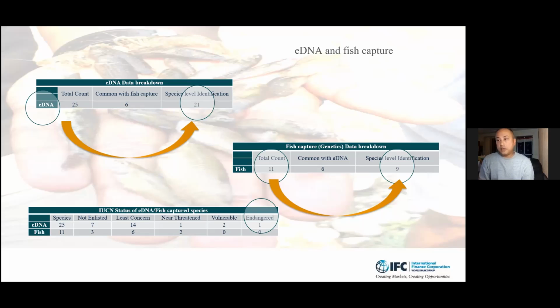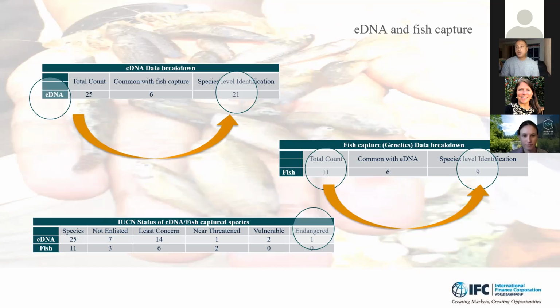In our effort on the first round of the project, we identified 21 species through eDNA. We identified 9 species through fish capture. And so out of these, in total, there were 6 that were common to both eDNA as well as fish capture. And one of those species was an endangered species.